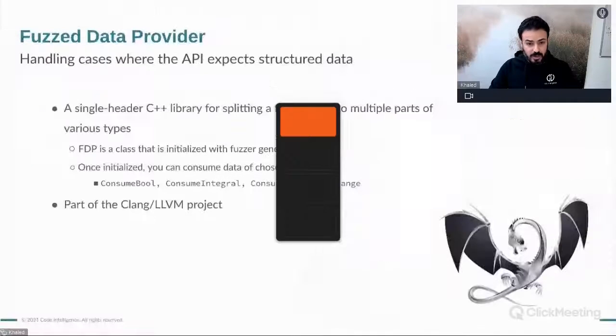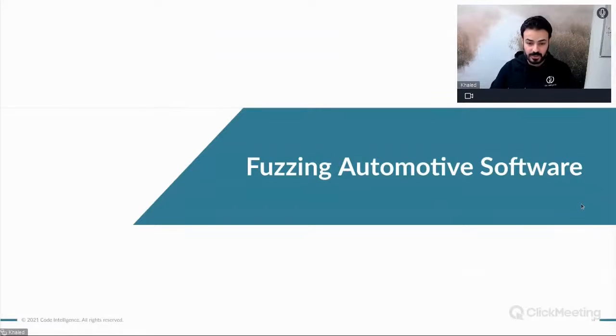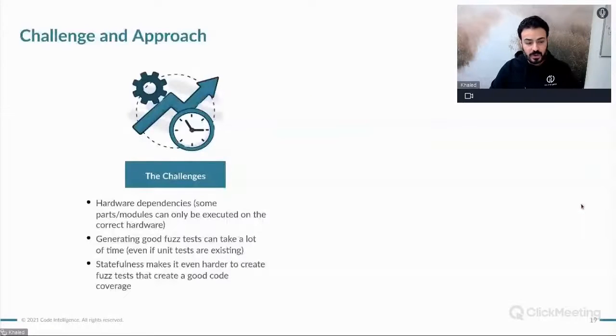Okay, so now that we have an introduction to fuzzing and libFuzzer, what can we do with libFuzzer? Let's take a deeper look into the challenges that we have when fuzzing automotive software and how we can address those. We have in automotive software mainly three challenges, and this is also based on our experience with the automotive projects that we have.